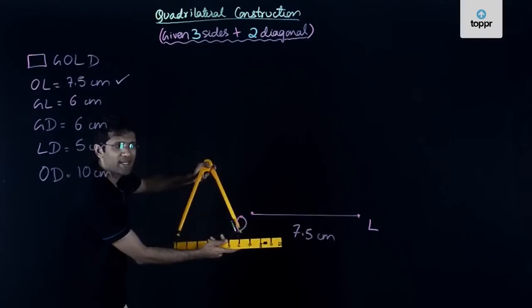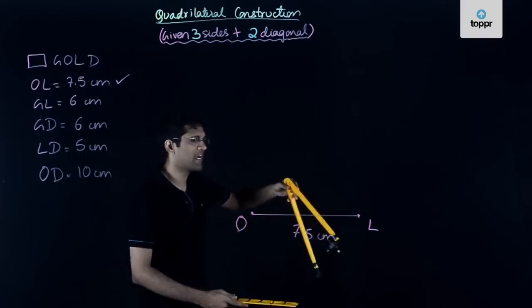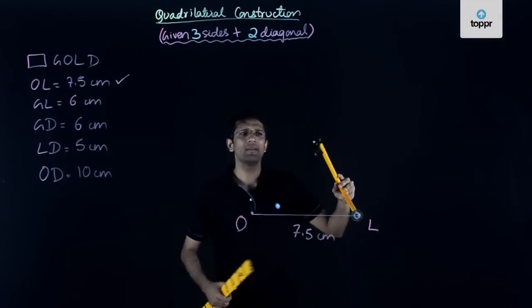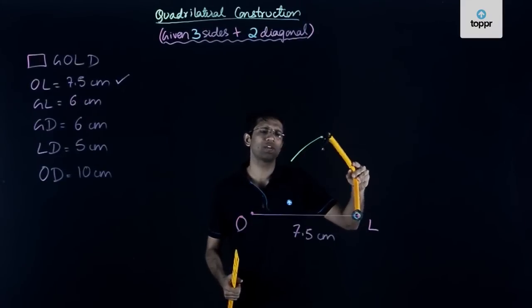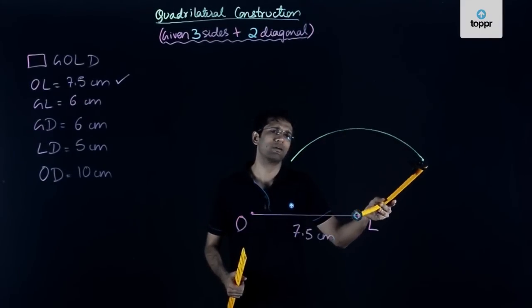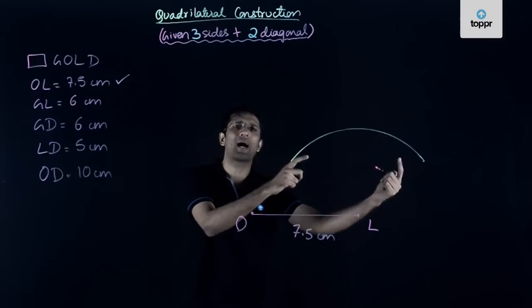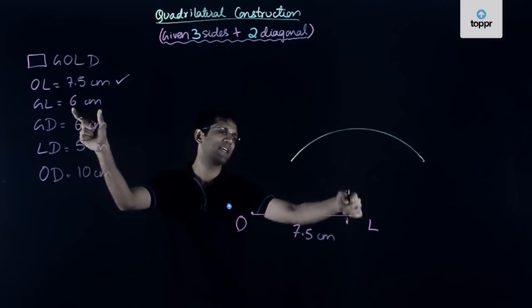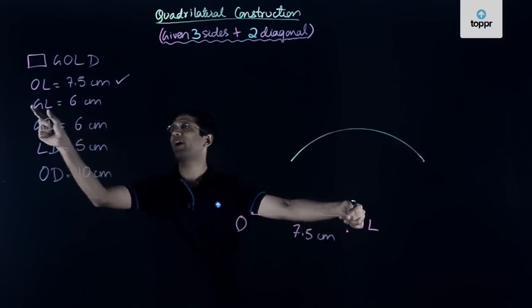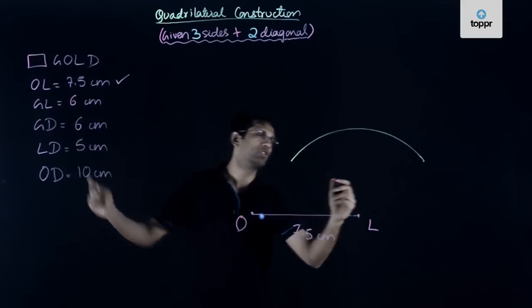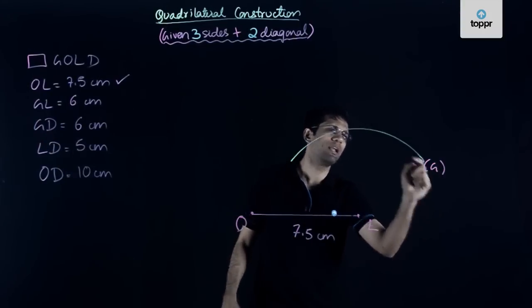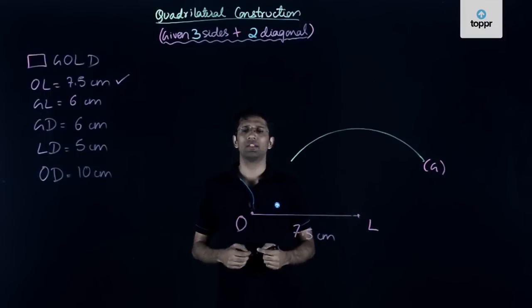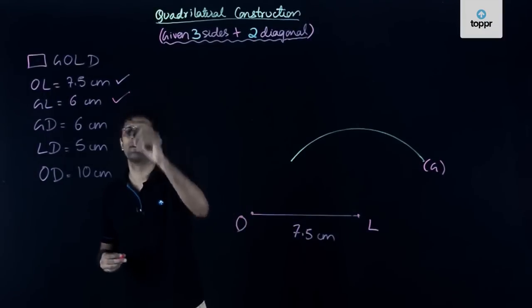Having taken this 6 centimeter radius, I now place the fixed end at point L, and then I draw an arc, and the radius of that arc, as we know, is 6 centimeters. And now having drawn this arc with radius 6 centimeters and center L, we can say that the point G lies somewhere on this arc. So I will label G as lying somewhere on this arc. So we have now used this information as well.